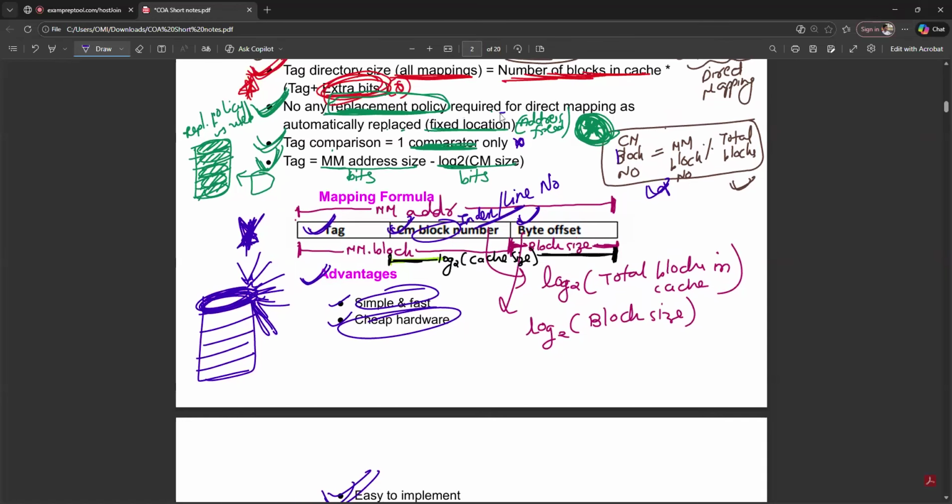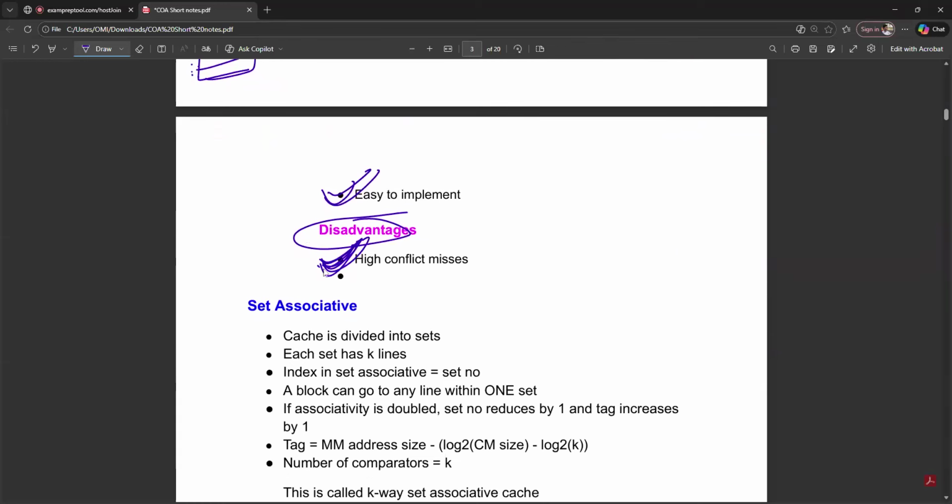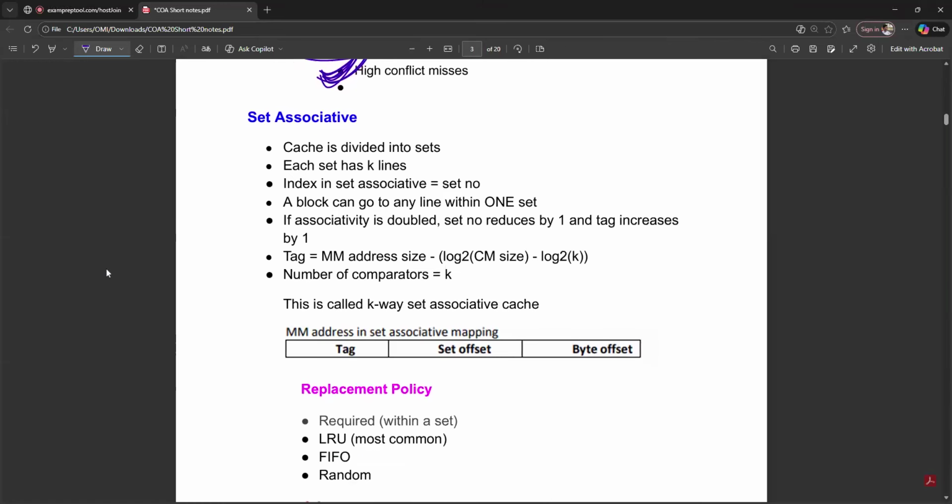See here, they have a fixed location, which means they can't go elsewhere even if space is present in the cache. Even if space is there, they can't go to a different location because of the fixed location. Because of this, many misses will occur, and different blocks are fighting for their position. So high conflict misses occur in this particular mapping. Okay.